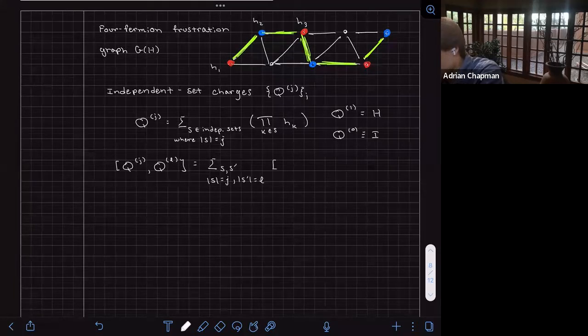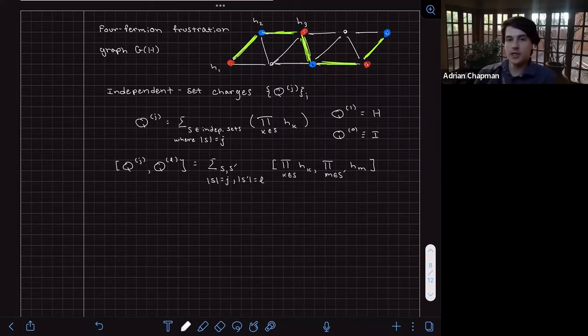And then the commutator is between these products: the product over K in S of H_K, and the product over M in S prime of H_M. If these terms commute, then this term vanishes. What we're then going to show is that for any pair of terms in this double sum which is non-vanishing, in other words for which the products anti-commute, there's a corresponding canceling term, which is due to the details of the frustration graph structure.